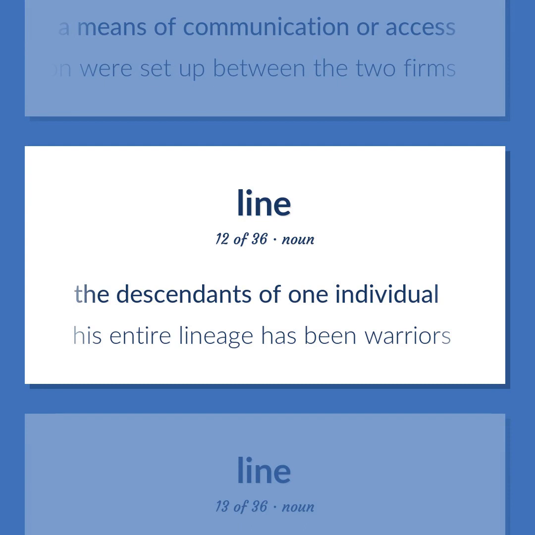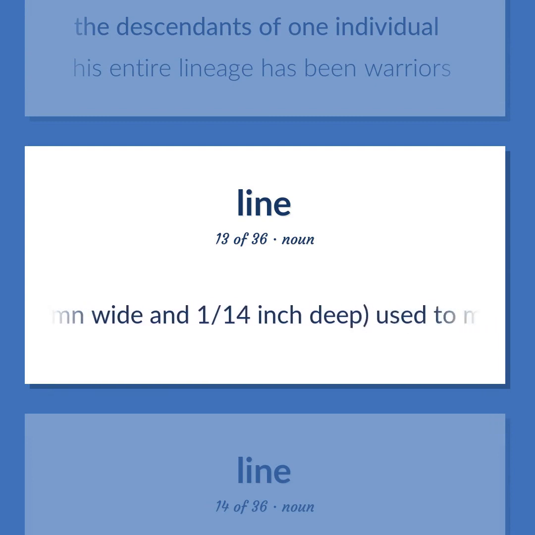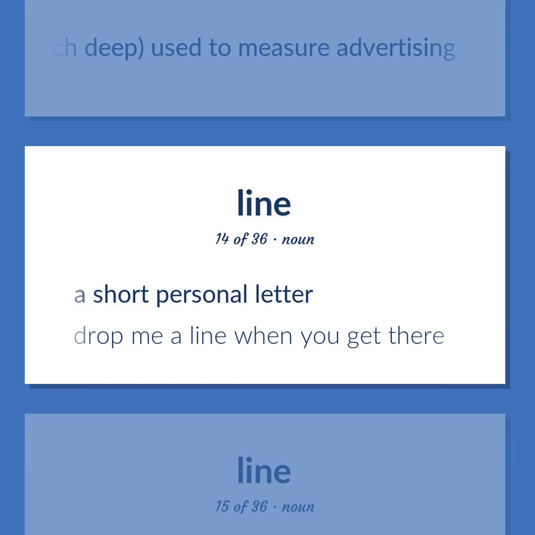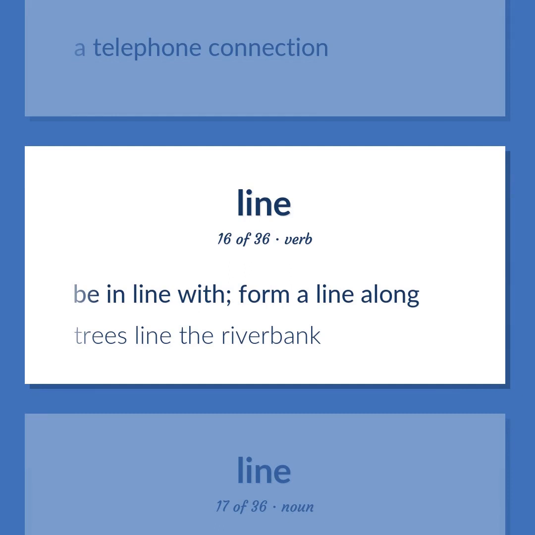The descendants of one individual. His entire lineage has been warriors. Space for one line of print, 1 column wide and 1/14 inch deep, used to measure advertising. A short personal letter. Drop me a line when you get there. A telephone connection. Be in line with, form a line along. Trees line the riverbank.